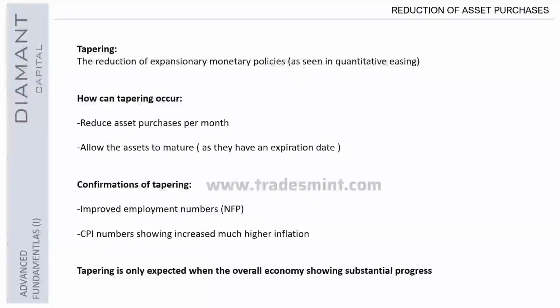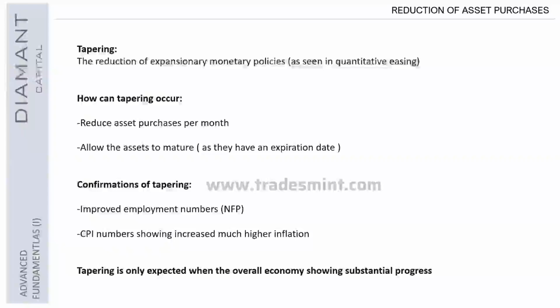In terms of reduction of asset purchases, the term that the Fed especially uses is tapering. That's simply the reduction of expansionary monetary policies such as quantitative easing. Now, how can tapering occur? There are two ways. The first way is to reduce asset purchases per month, which is what we're potentially going to be seeing from an announcement from the Fed soon, and hopefully that will come into place by 2022.